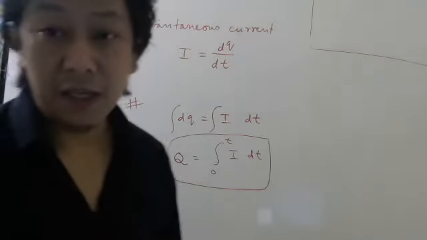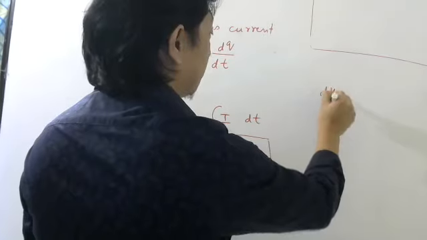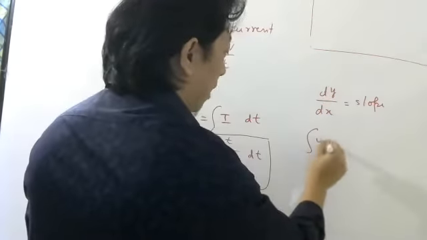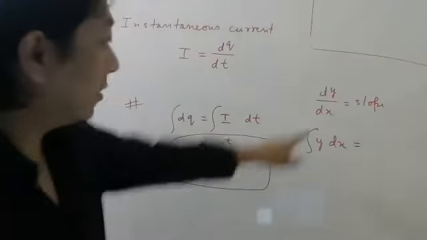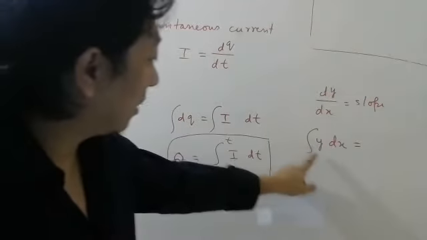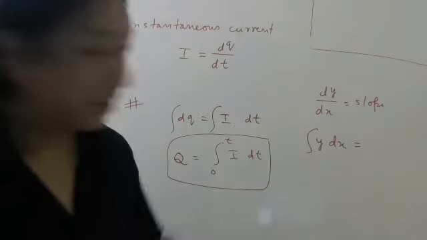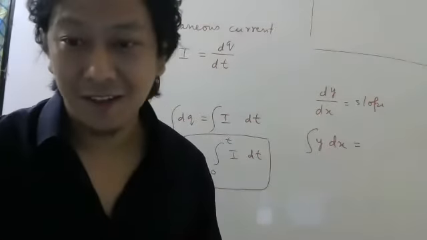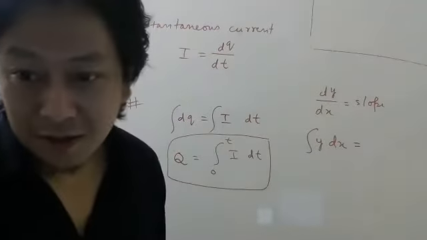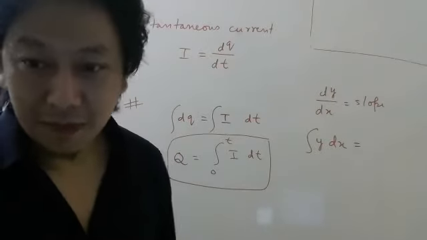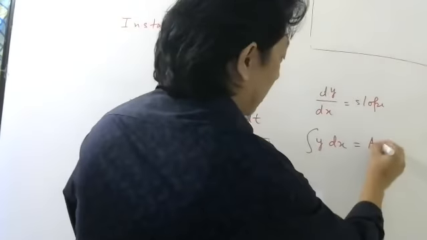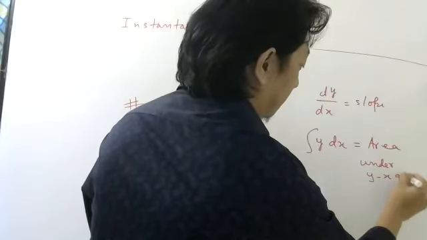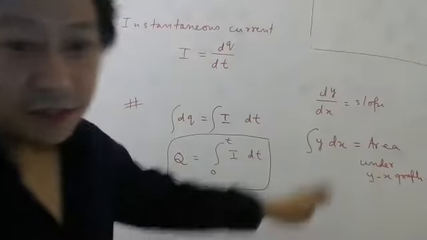Now, if dy by dx is called slope, then what is the integral of y dx called? If this is called slope, what is the integral of y dx called? This is also taught in first PU. Work done, you remember, integral f dx. Area, very good. So this integral y dx is the area under the y-x graph. Okay, so these basic things you should know.